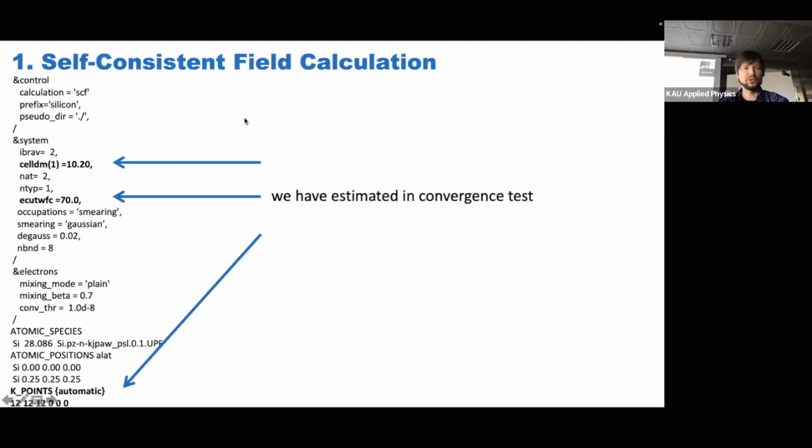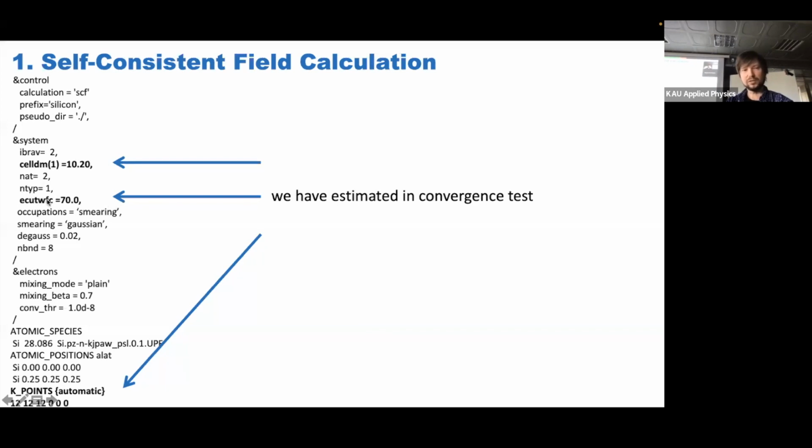Okay, first step, self-consistent field calculation. We have seen all these parameters in the input last time and on previous lectures. But what I have changed here: I used the CLDM which we estimated in the convergence test. Last time we made this parabola, and we saw that the center of this parabola was 10.2. So this is the best CLDM parameter for silicon.